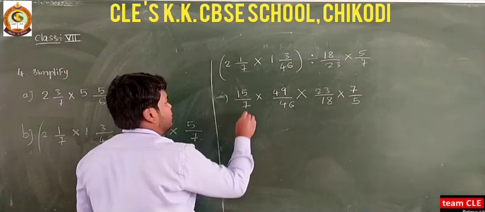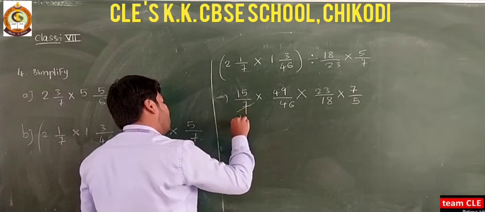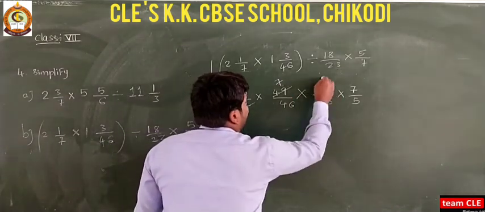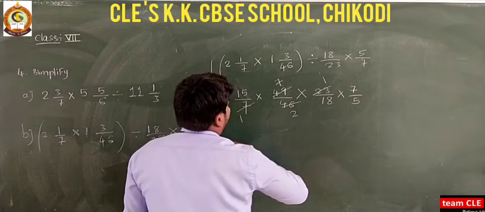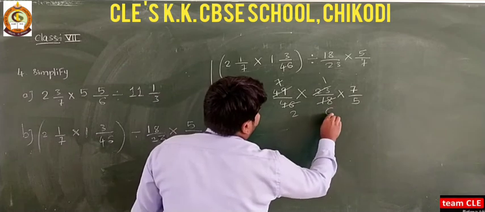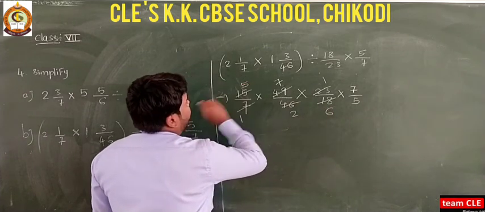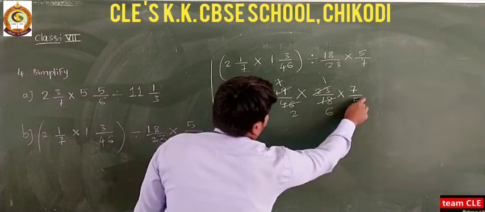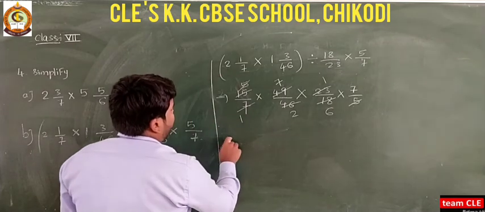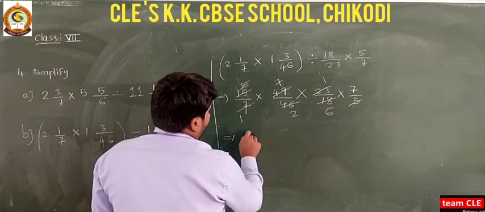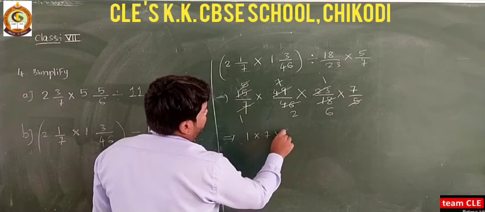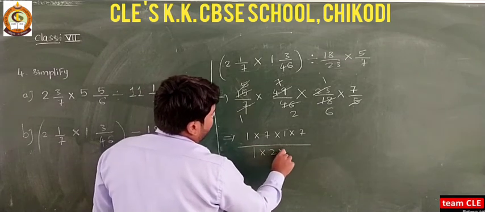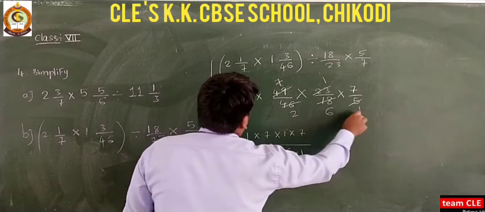Okay, so now in the cancellation. This is 7 ones are 7 and 7 sevens are 49. You know the table. Similarly, 23 ones are 23, 23 twos are 46. Similarly, 3 sixes are 18, 3 fives are 15. So this 5 and this 5 get cancelled, and what is remaining in the numerator are 1 into 7 into 1 into 7, and similarly 1 into 2 into 6 into 1. So 1 1 are remaining.